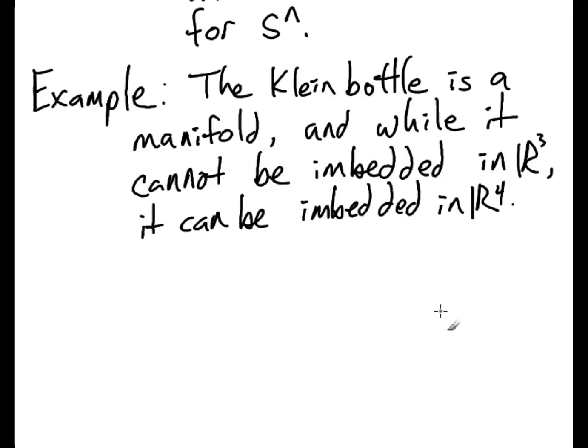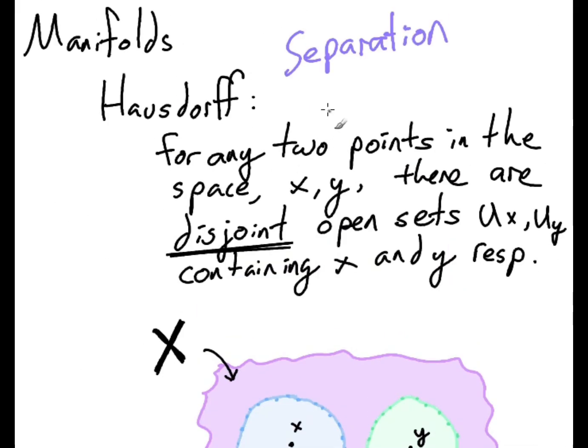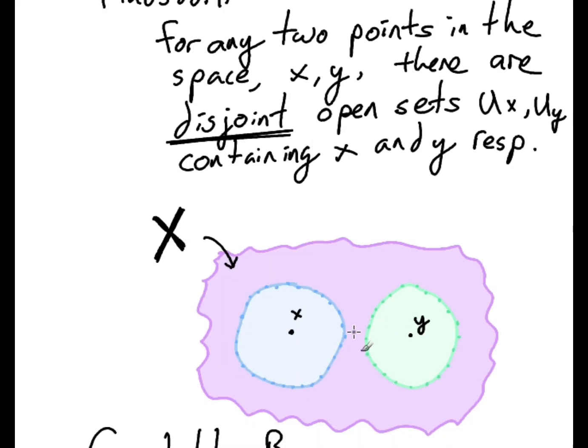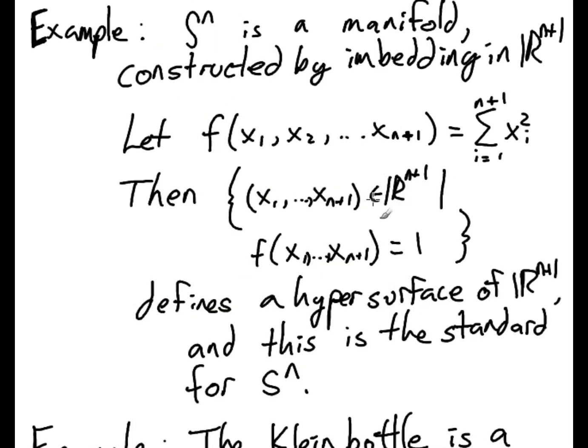These are the properties of a manifold, and this is why we like them, right? We need a countable basis. We need them to be Hausdorff. We need to be able to separate the points on our manifold into different open sets. And we need it to locally look like R to the n, right? We need it to look like real space.